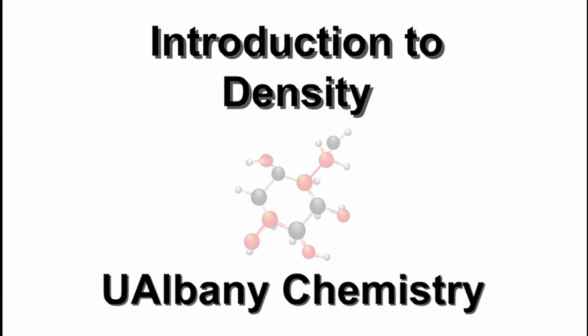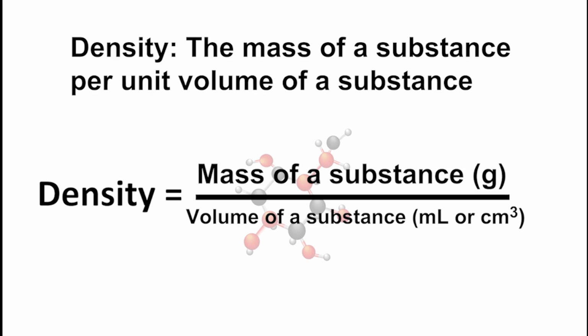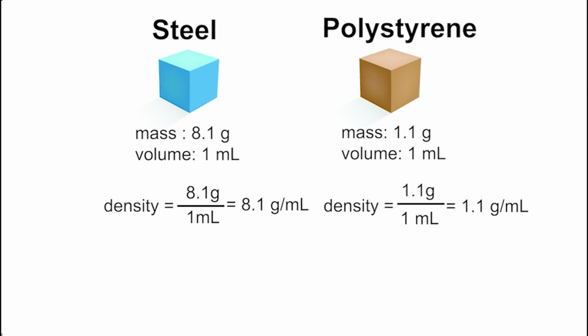In this experiment, you will be studying density. Density is defined as the mass of a substance per unit volume of a substance. A typical unit for density is grams per milliliter or grams per cubic centimeter. Cubic centimeters and milliliters are equivalent. Two objects with the same volume and different mass can be described as having different densities.